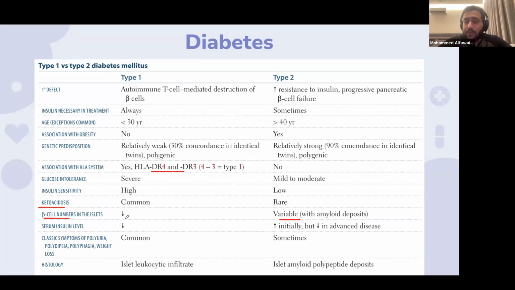Serum insulin from the very beginning in type 1 will be low because, again, it's a destruction of the beta cells. In type 2, in the very beginning, the insulin will be high to compensate for the insulin resistance. Slowly, it will decrease as the beta cells start to fail. Now, the classic signs of polyuria, polydipsia, polyphagia, and weight loss are more common in type 1 because of the low insulin, and sometimes in type 2. And we'll talk about the histology later.